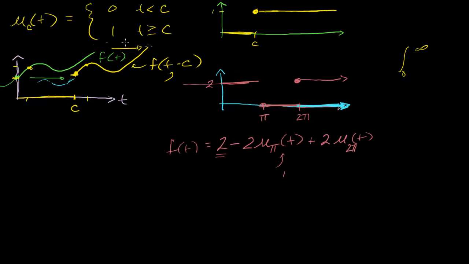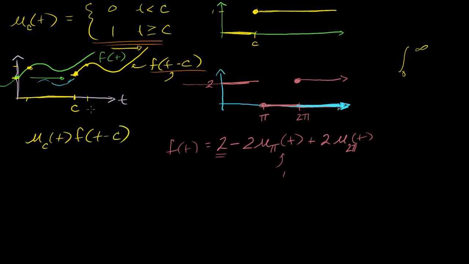I started this video talking about the unit step function. So what if I multiply the unit step function times this thing? What's going to happen? What if my new function, I call it the unit step function up till c of t, times f of t minus c. So what's going to happen?